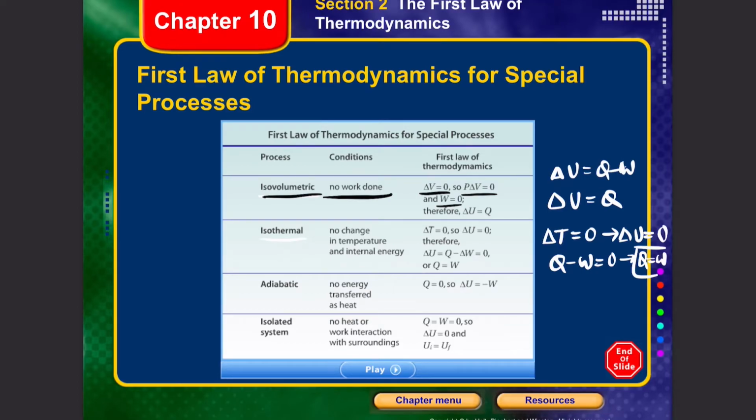Next, we have adiabatic systems. In an adiabatic system, we know that Q equals 0. There is no heat transfer. So from the formula, we can write that delta U equals negative W. So this is for an adiabatic system.